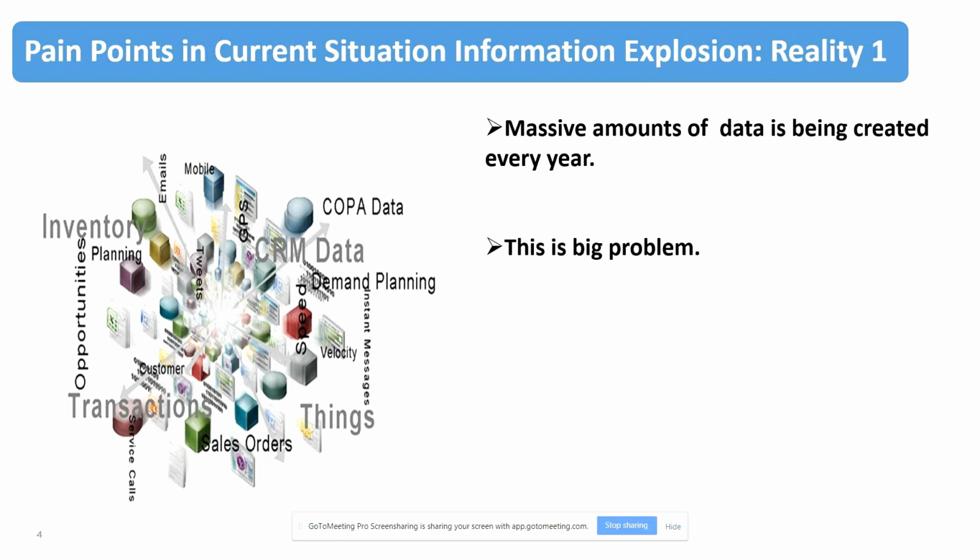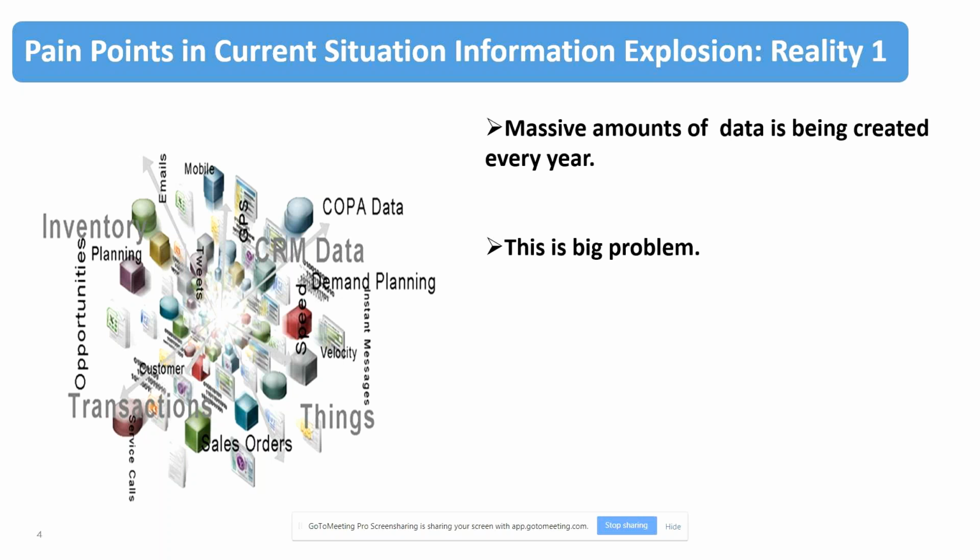This amount of data is being created every year, and this data is doubling each and every year. To deal with this massive amount of data, we need dedicated software and hardware. But in the current situation, there is no such way of dealing with and querying this massive amount of data before HANA came into the picture. This is one of the pain points.